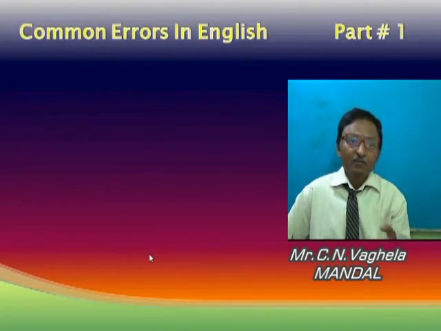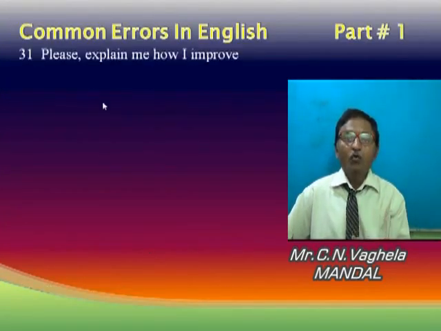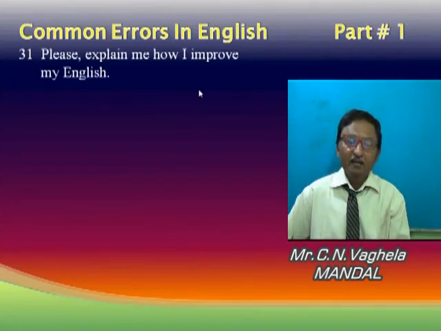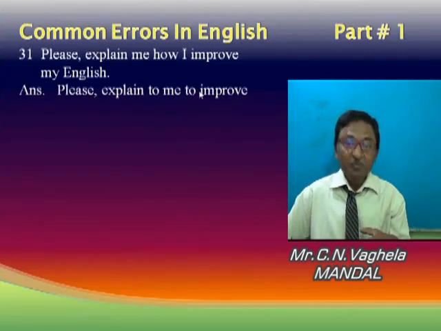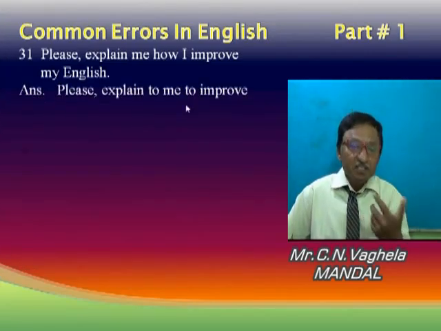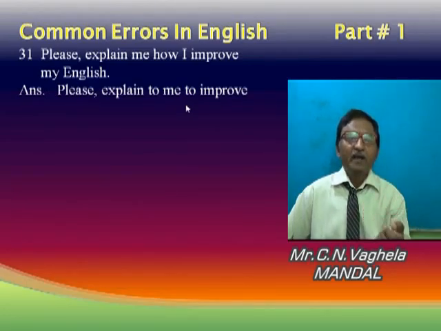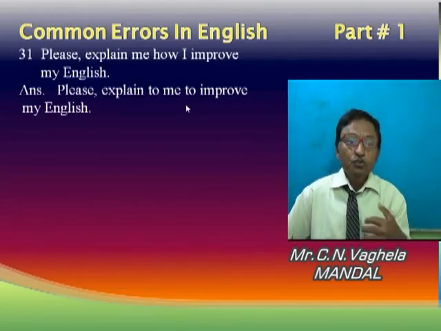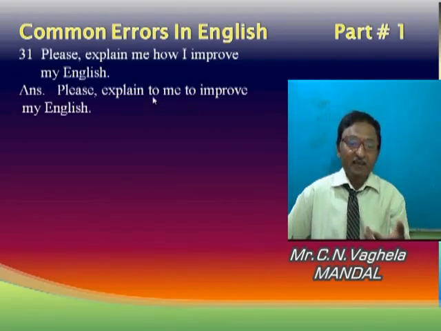Next sentence. Please explain me how I improve my English. That is wrong. The correct will be please explain to me. Not explain me, but explain to me how to improve my English. So we have to use to with explain. Please explain to me how to improve my English. That is correct.